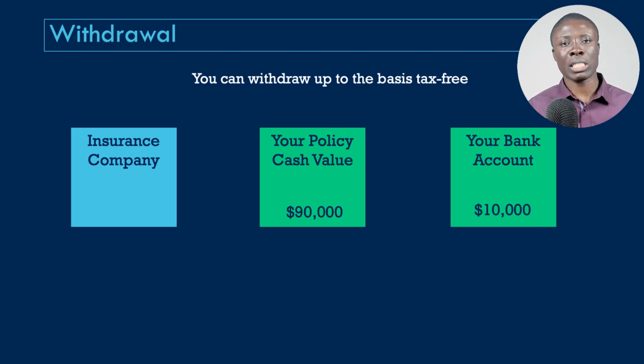So what is cost basis? Well, cost basis represents the total money or premium you have paid into the policy. For instance, let's say you've paid $20,000 in premium into the policy and the cash value has grown to $25,000. If you withdraw $22,000, $2,000 will be subject to income tax. Because of this pitfall, withdrawal is not often used.